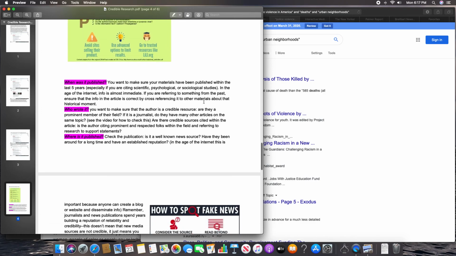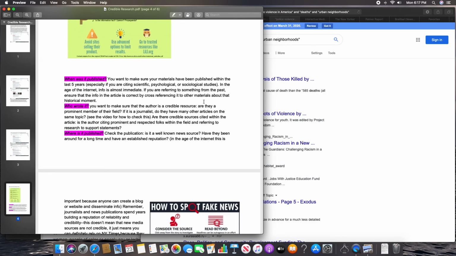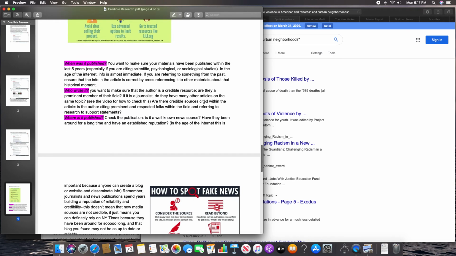Okay, so considering when it was published, okay, make sure your materials have been published within the last 5 years. Yes, definitely, especially if you're citing scientific, psychological, or sociological studies, okay. This ensures that the article is up to date, okay. Who wrote it? All right, so we're going to check the journalist, check the author, okay, and I'm going to go through a few sites and show you how to do this. Where was it published? Okay, so look at the site that's publishing it. Is it a well-known news source? Have they been around for a long time? Do they have an established reputation?